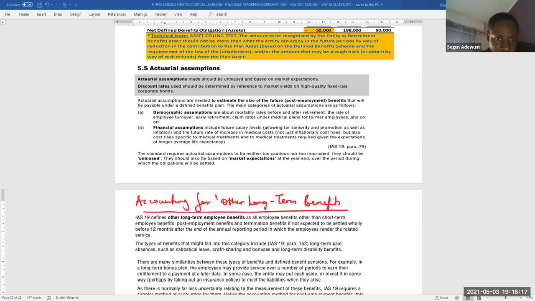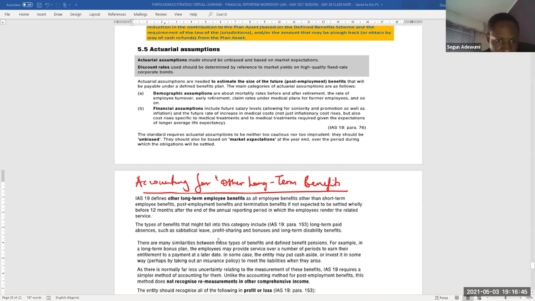B, financial assumptions include future salary levels, allowing for seniority and promotion as well as inflation, and the future rates of increase in medical costs, not just inflationary cost rises, but also cost rises specific to medical treatment and to medical treatment required given the expectation of longer average life expectancy. The standard requires actuarial assumptions to be neither too cautious nor too imprudent. They should be unbiased. They should also be based on market expectations at the year end over the period during which the obligation will be settled.